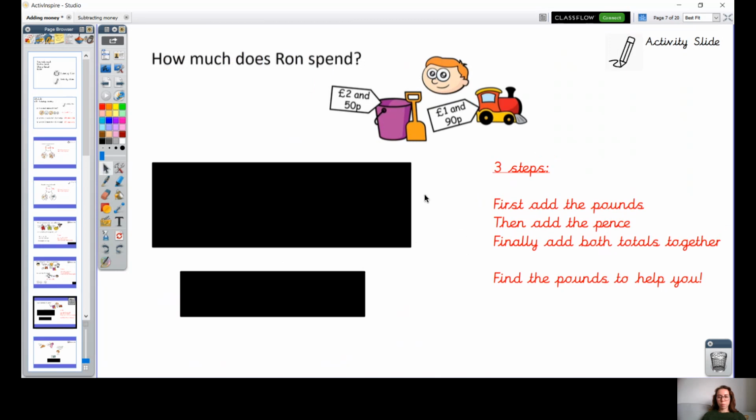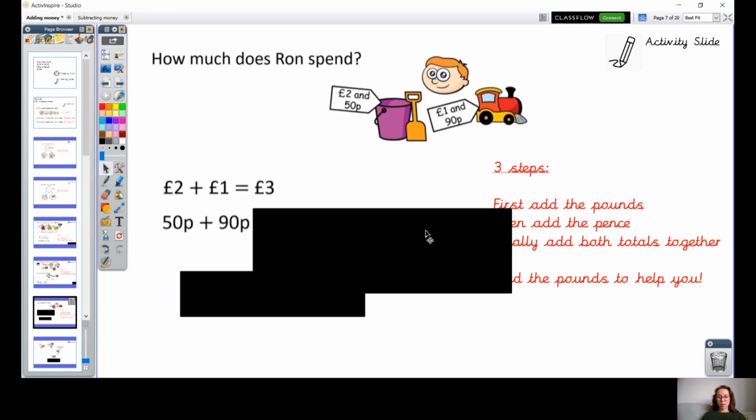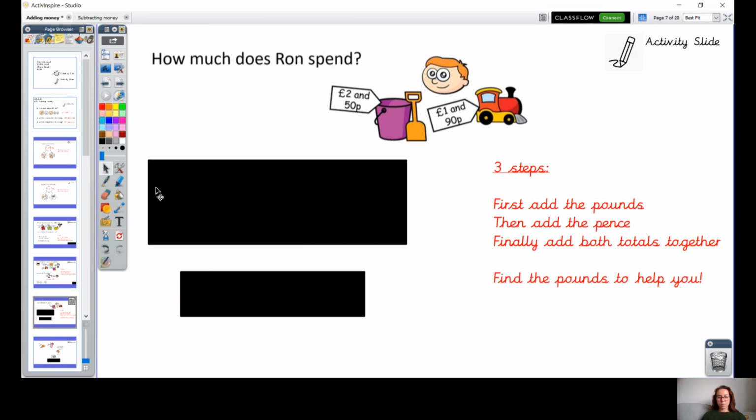Okay, I'd like you to have a go at one of these now. How much does Ron spend? Ron wants to buy the bucket and spade and the train toy. Follow the steps here and find the pounds to help you. Pause the video, off you go.